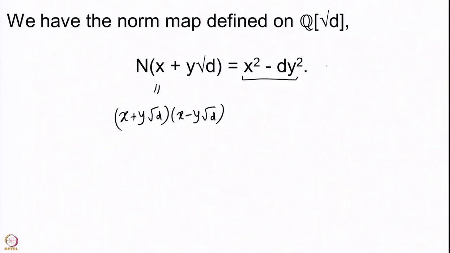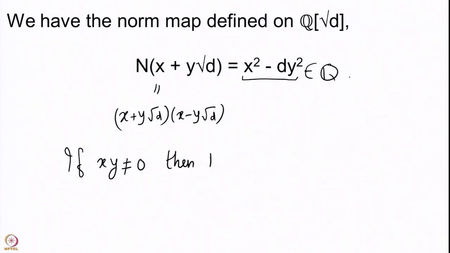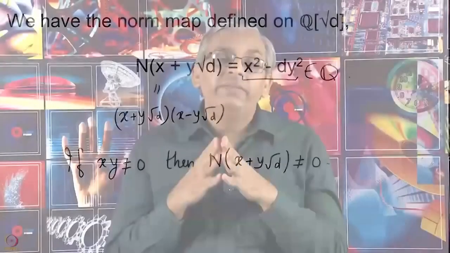So, we have that this norm is always a rational number, x square minus d y square, and if you have x and y, x, y is not 0, if you have that the product is non-zero, then norm of x plus y root d is also not 0. This is because if you have any rationals giving you 0 solution for x square minus d y square, that would mean that d is of the form x square by y square. And we have taken d to be an integer which is not a square. In fact, we have taken d to be square free. It is not a square and it is not even divisible by any square other than 1 of course. So, this d cannot be square of some integer, it also cannot be square of any rational number.